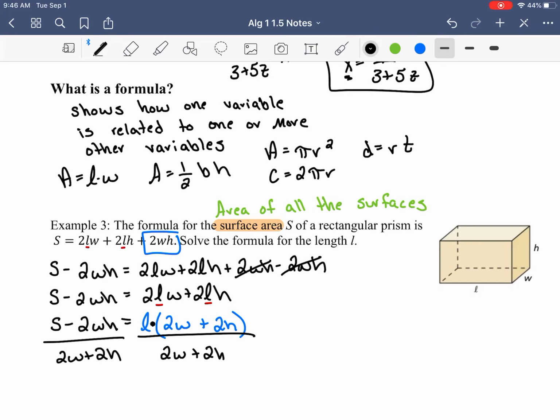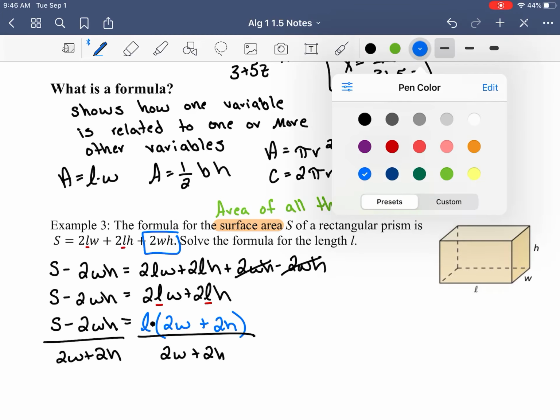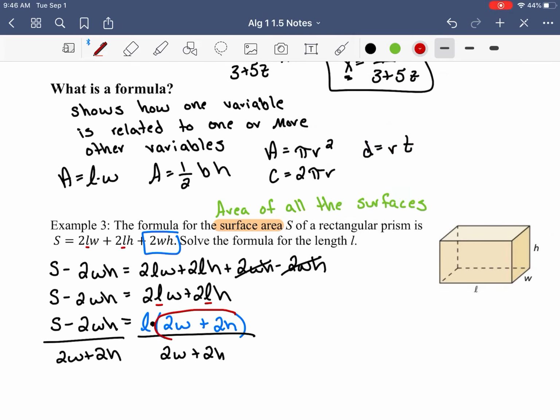So these are going to, sorry, I shouldn't just say these, we'll specify this guy and this guy will divide out to make 1. So then L is going to equal S minus 2WH divided by 2W plus 2H.